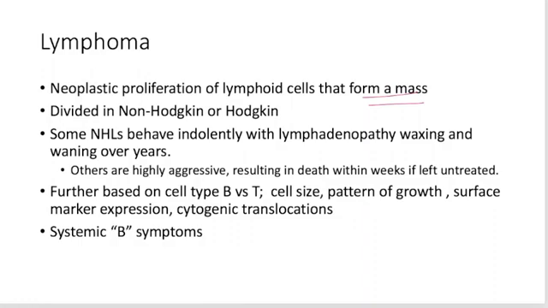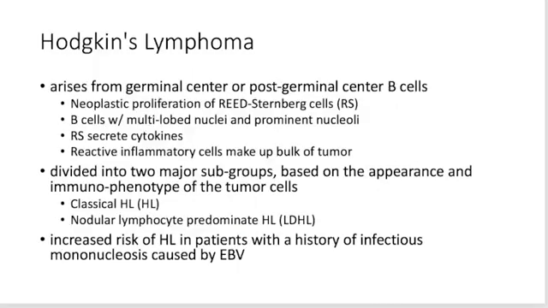We then will further classify as B or T cell, what cell sizes, what's the pattern of growth, surface markers, cytogenic translocation. So there are a whole bunch of lymphomas. Hodgkin's lymphoma, so this arises from the germinal or the post-germinal center of the B cells of the lymph gland. And it's a neoplastic proliferation. This is pathognomonic Reed-Sternberg cells. You will have B cells with multi-lobed nuclei and a prominent nucleoli.